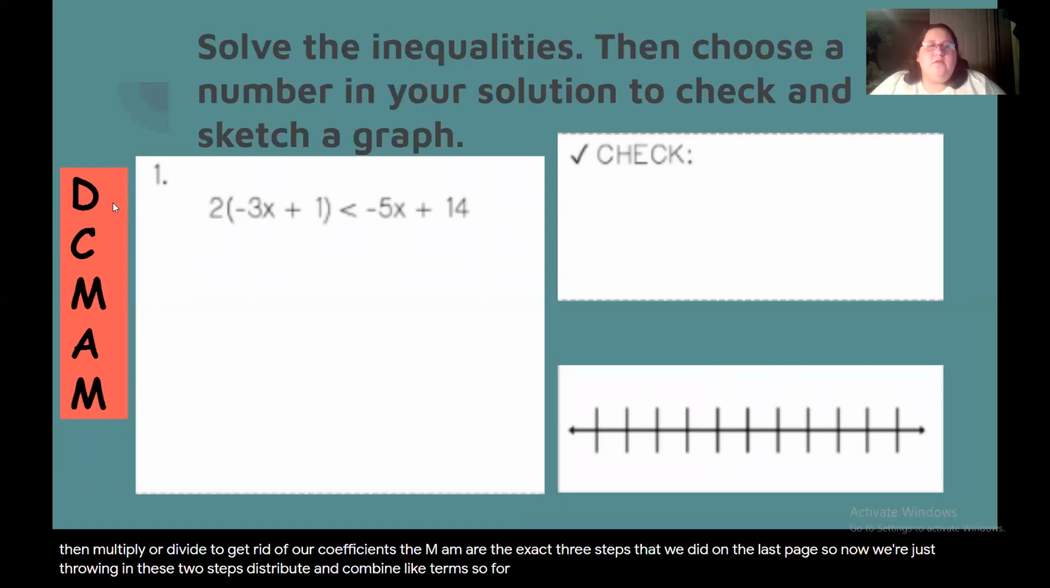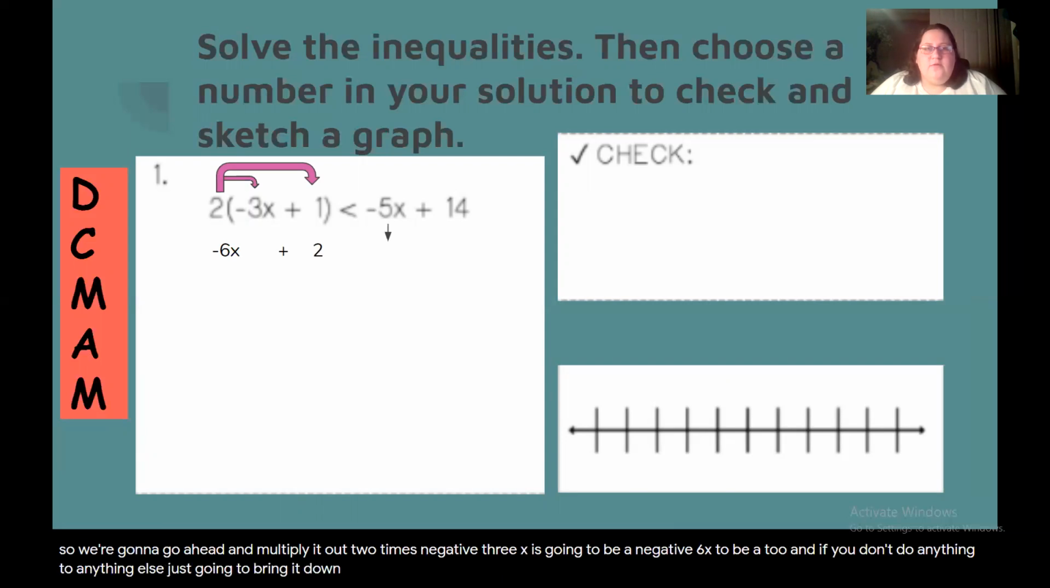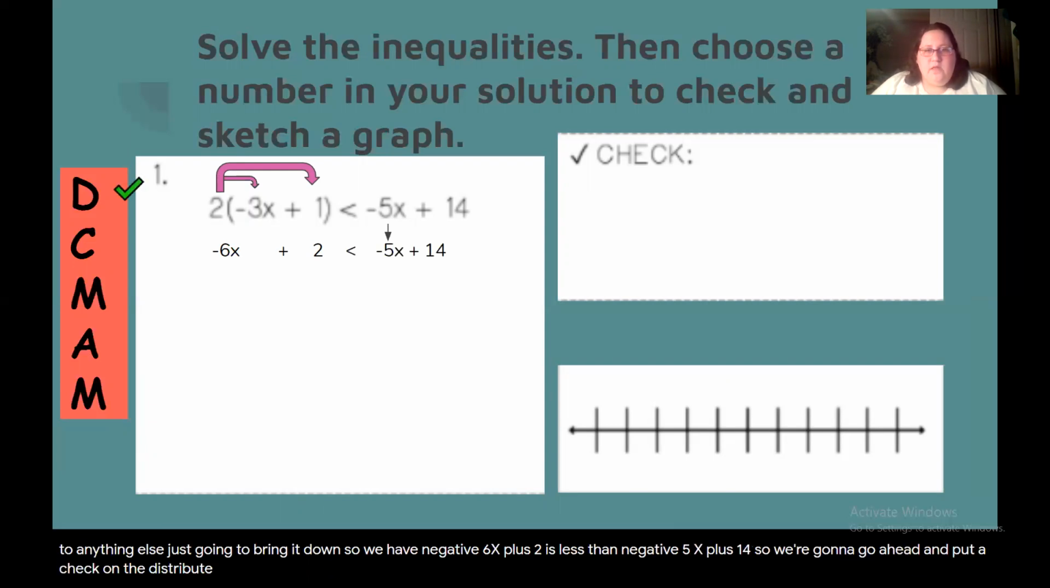So for distribute, we're looking for parentheses. There's some parentheses right here, so we're going to go ahead and multiply it out. 2 times negative 3x is going to be a negative 6x. 2 times 1 is going to be a 2. And if we don't do anything to anything else, we're just going to bring it down. So we have negative 6x plus 2 is less than negative 5x plus 14. So we're going to go ahead and put a check on the distribute.